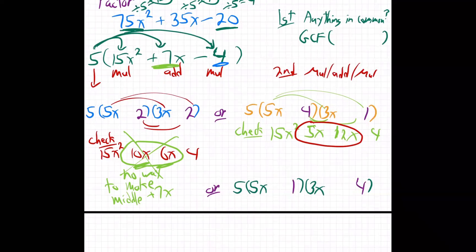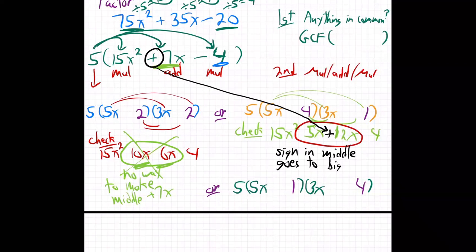There it is. Sign in the middle always goes on the bigger number. Remember that? Sign in the middle goes to the bigger number. So that plus in the middle goes on the 12 because he's bigger than the 5. Now, what's the other one going to be? Well, it's got to be minus, because 12 minus 5 makes 7.